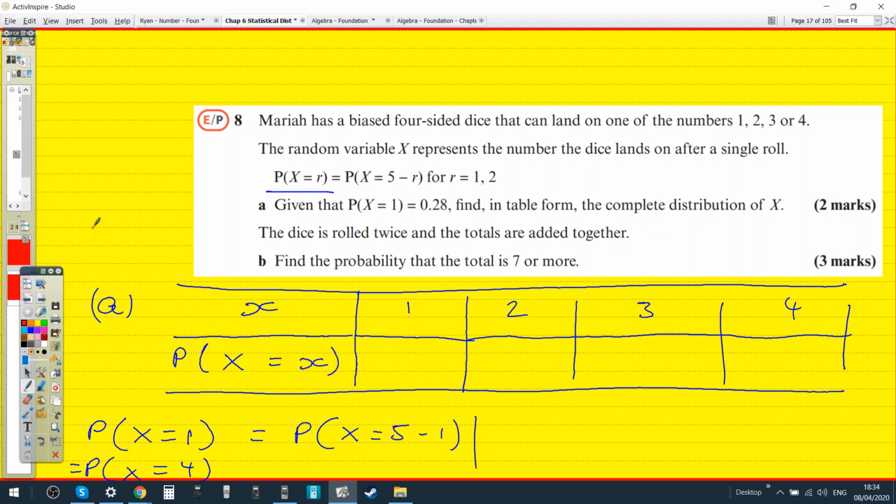So the probability of 1 is 0.28, so the probability of 4 is also 0.28. And then if the other one's equal, we can do 1 minus 0.28 minus 0.28, which gives us 0.44 divided by 2. So 0.22 is the probability for 2 and for 3. That's it. Okay. B.